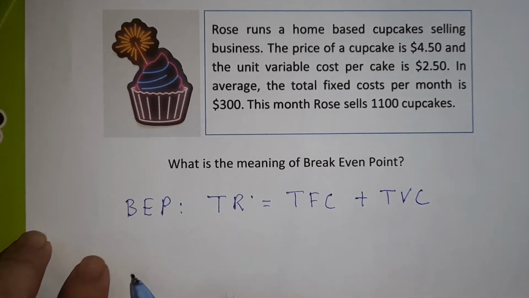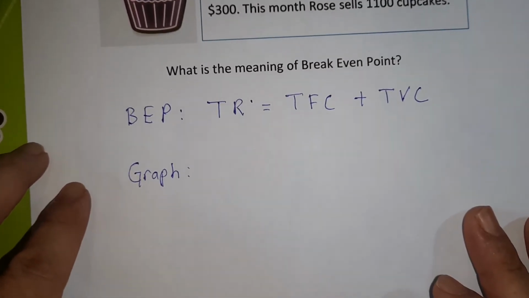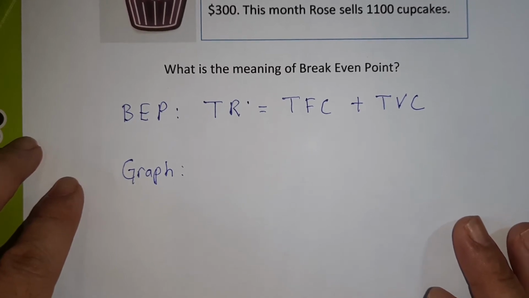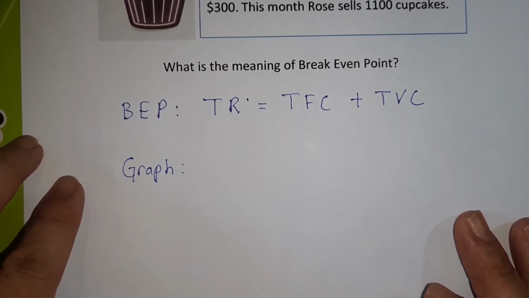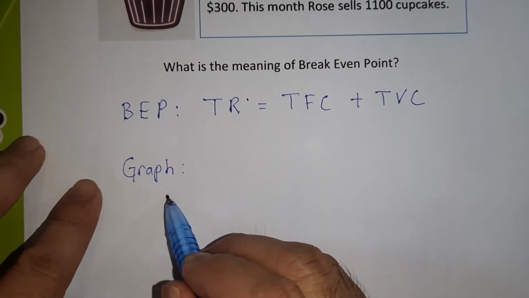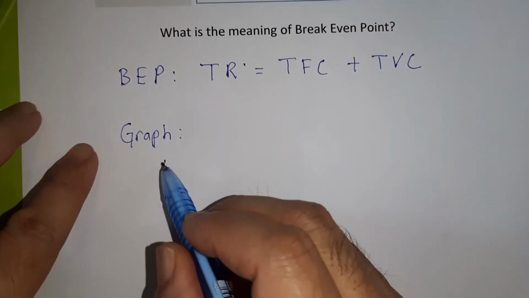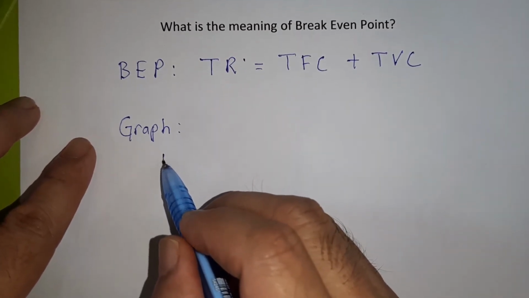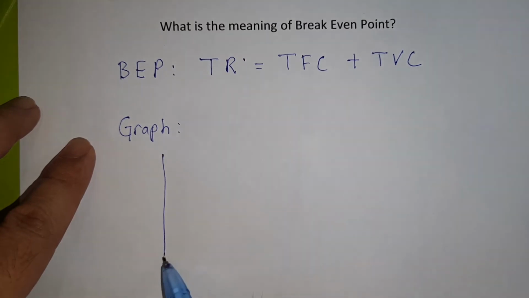Break-even point can be seen in a graph. It is easier for you to understand the break-even point if you see this graph. So we use the Rose cupcake business. For Rose's cupcake business, if we draw a graph for total revenue and total cost, the graph will look like this.